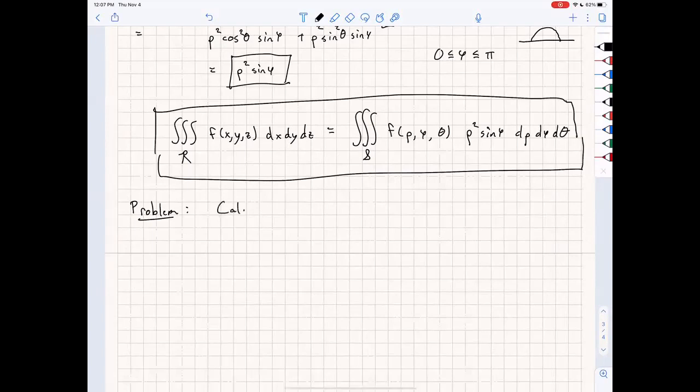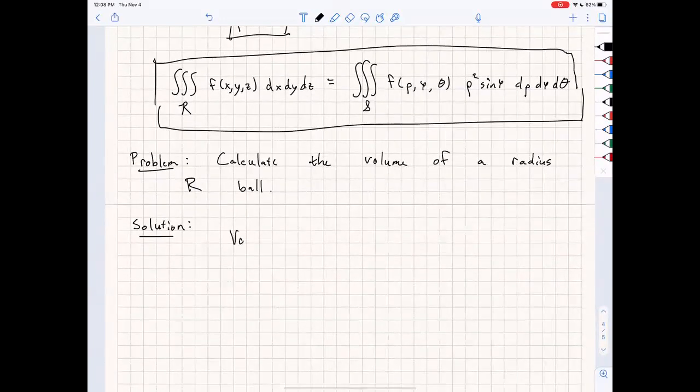Okay, so we've already done this once, but let's do it again. Calculate the volume of a radius capital R ball. So a ball, we might as well center it at the origin, no problem there. And if we're calculating volume of a particular region in three-dimensional space, that's the same thing as integrating the function 1. So the volume of our ball, let's call our ball B for ball, not for box, is going to equal the integral over B of dV, which is dx dy dz.